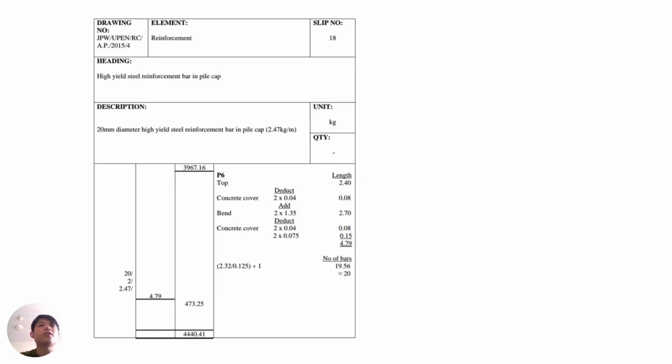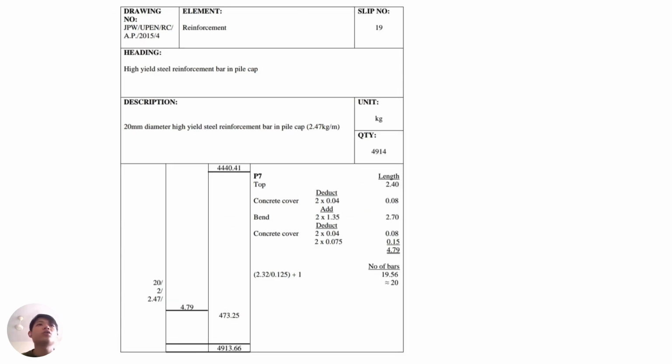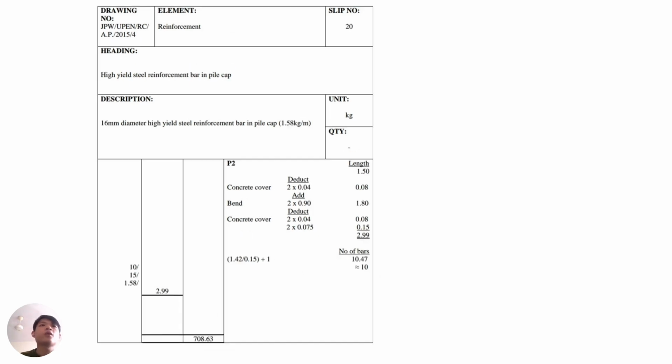Same goes for P4, P5, P6, and P7, and the total of P1, P4, P5 until P7 would be 4,913.66, which is rounded off to 4,914 kilograms.